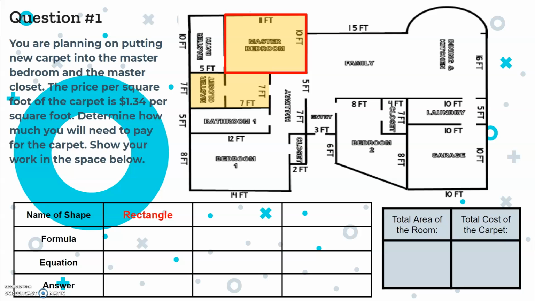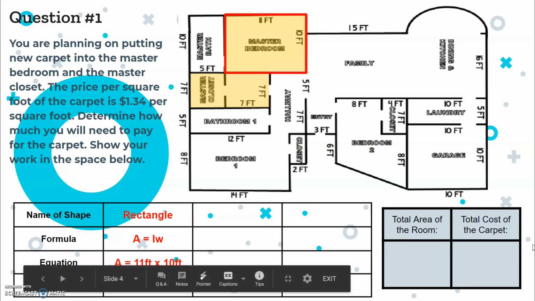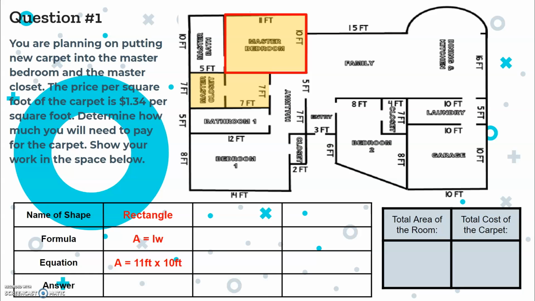I highlighted that in red, or I made it a red rectangle for you so you could see it. And I put the name of the shape down in the table below. So you'll type in the word rectangle. You're then going to type in the formula for a rectangle: A equals length times width, or LW. Then we write the equation. A equals 11 feet times 12 feet.